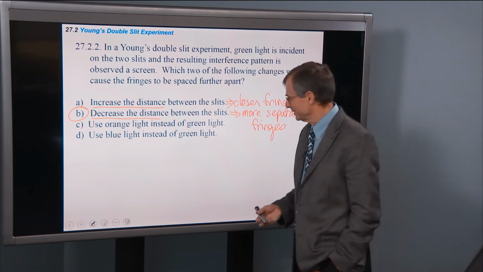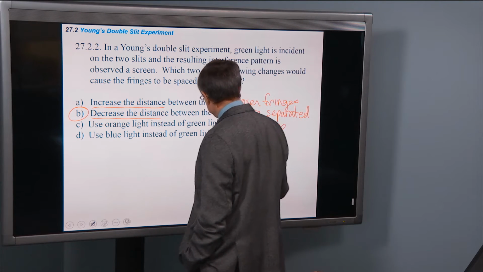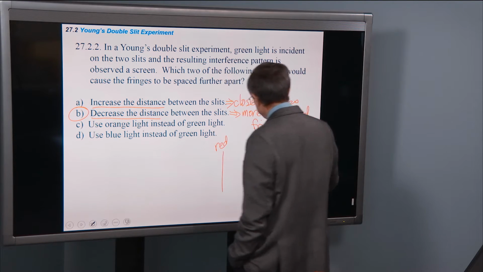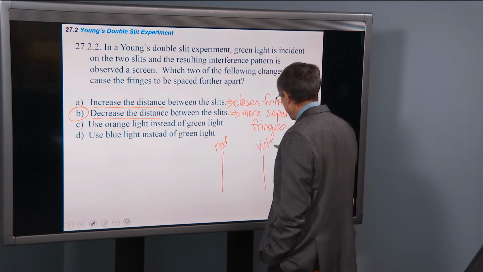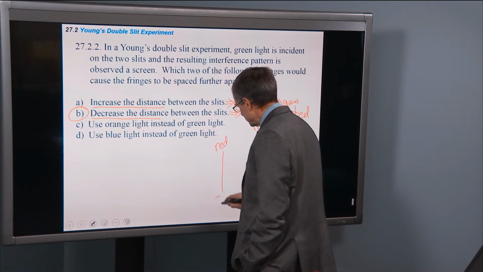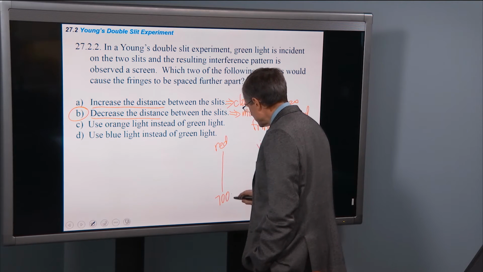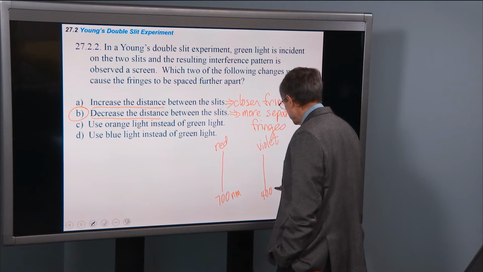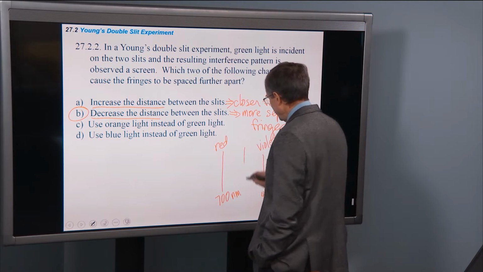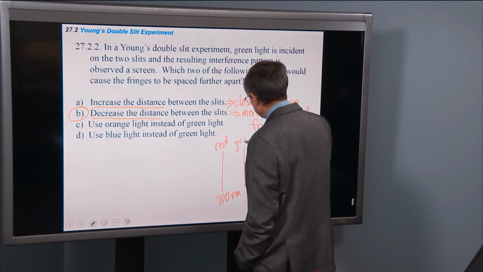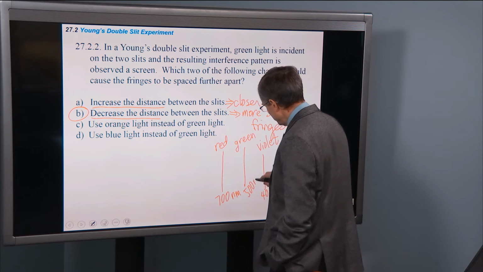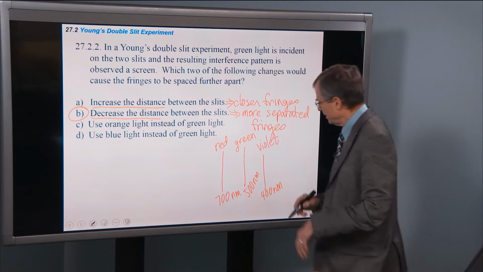This is a great question. Remember the diagram, and you all memorized it. We had red on this end, violet on this end, and red was about 700 nanometers. Violet was about 400 nanometers. Green is somewhere in the middle here at about 500 nanometers. All right.